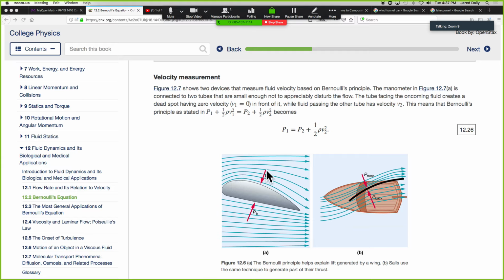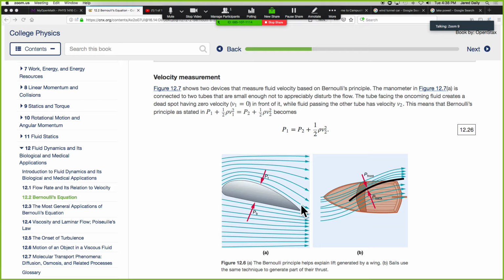Faster speed, lower pressure. Slower speed, higher pressure. High pressure, low pressure, that means the wing is going to go up. And that's how airplanes fly. Airplanes fly by moving forward, by creating this fast air over the wing so that it's fast enough so that this difference in pressure is big enough that it will lift the wing up. That's one of the things that makes an airplane go up. There's another thing called thrust as well that helps it go up.